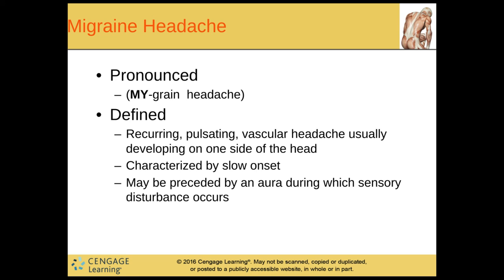It may be preceded by an aura during which sensory disturbances occur. So, like in my case, sometimes I get little flashes. It doesn't happen all the time, but sometimes I get little flashes in my eye, or I have like a little floaty bright light thing in my eye sometimes, in my right eye before a migraine starts.